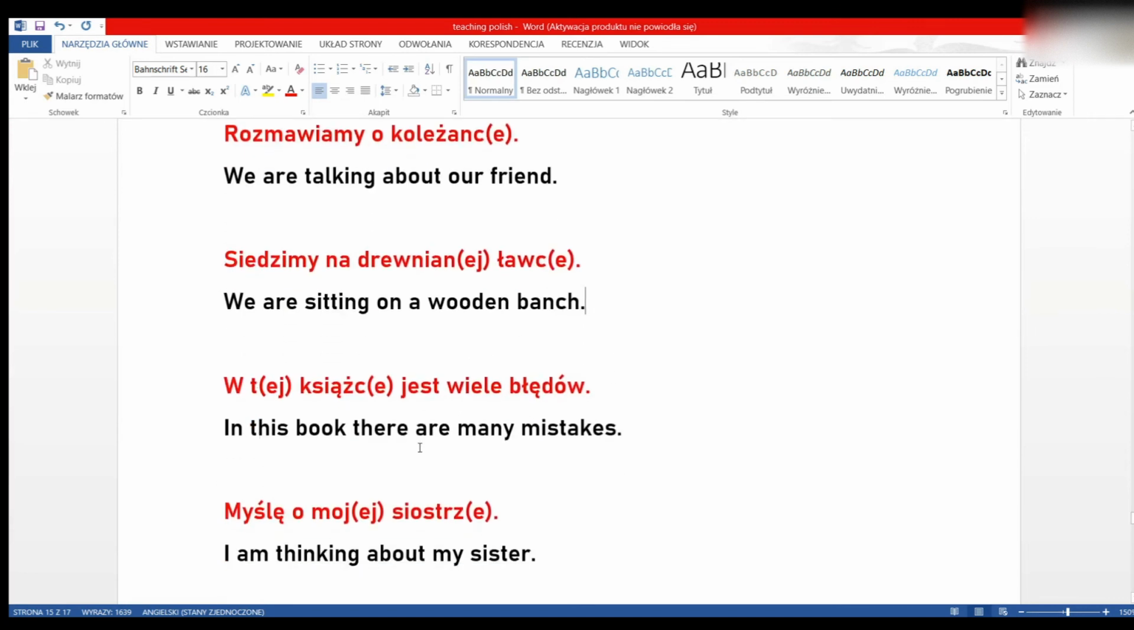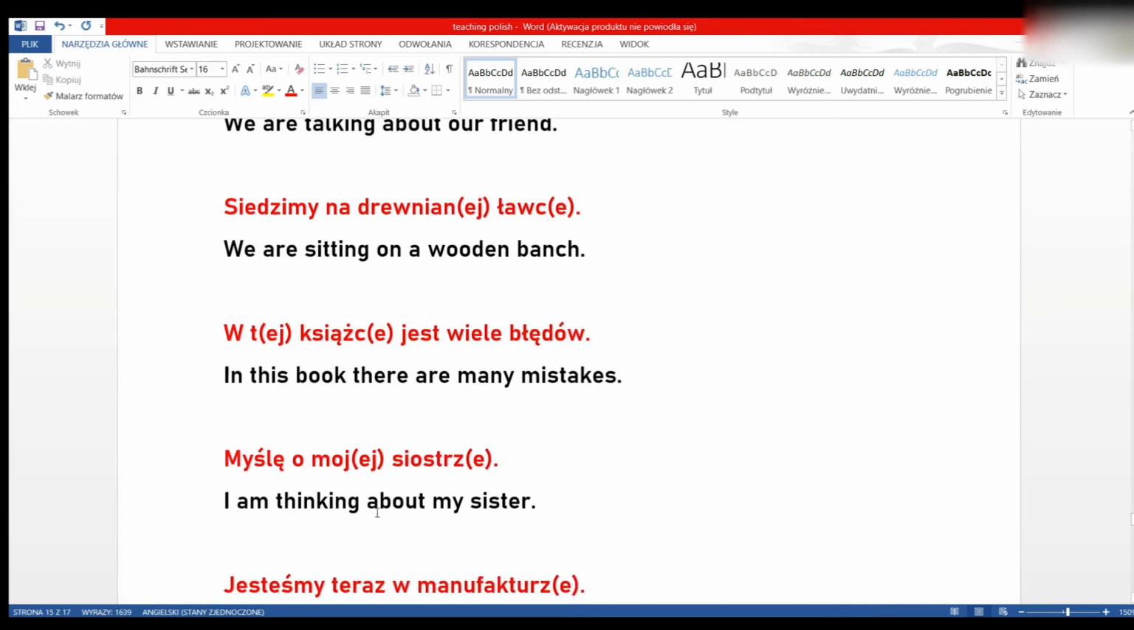In this book, there are many mistakes. W tej książce, książka becomes książce, jest wiele błędów. I am thinking about my sister. Myślę o mojej, moja becomes mojej, siostrze. Siostra becomes siostrze, as we said before.